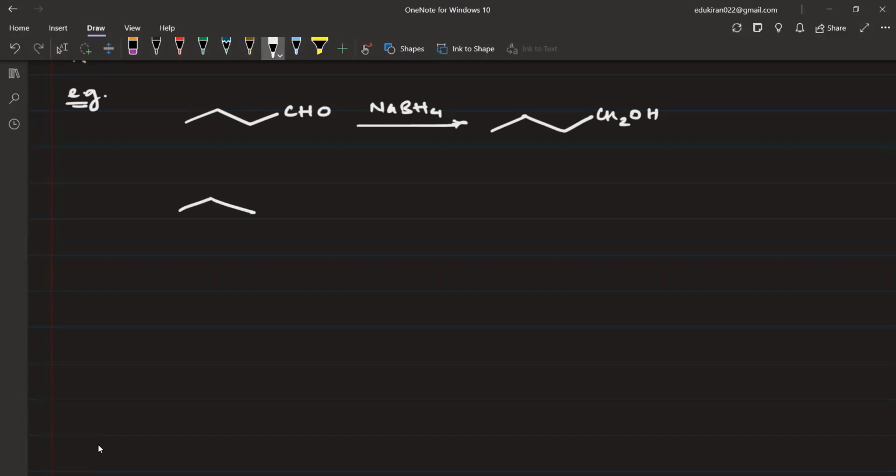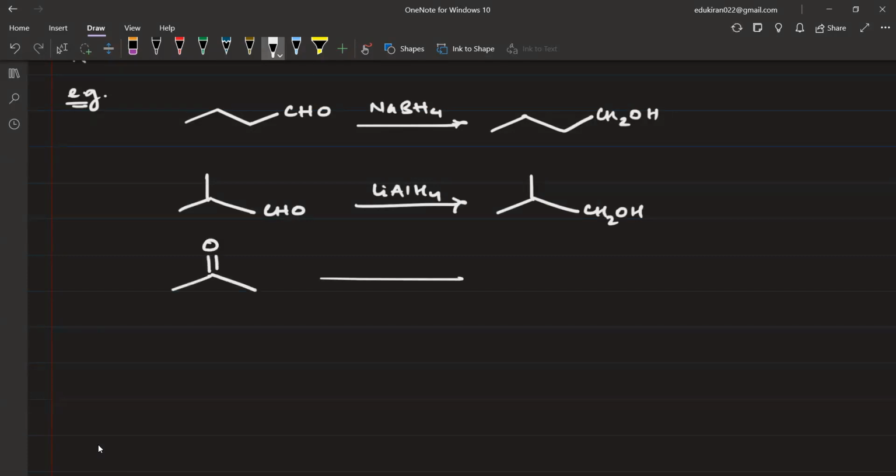Similarly, if you have CHO like this with LiAlH4, all things are as they are and you are going to get CH2OH here. If I have a ketonic group in the presence of H2 and nickel, let us say, this ketonic group is going to get converted into OH as it is. Okay? Write some reactions.